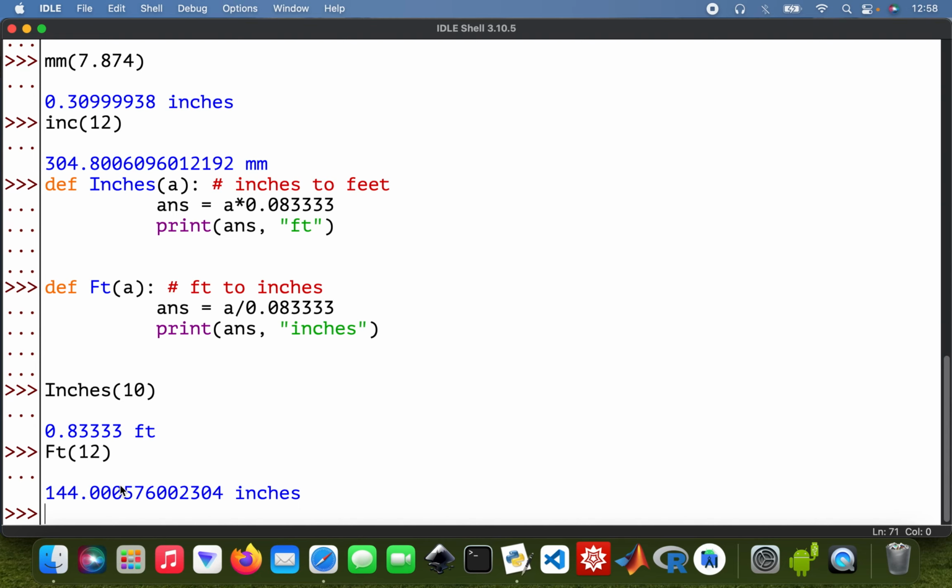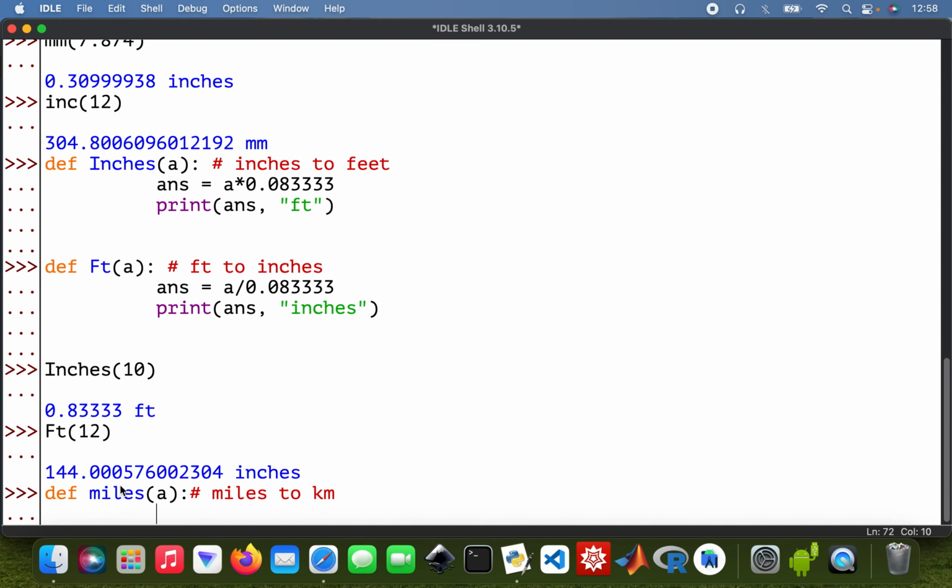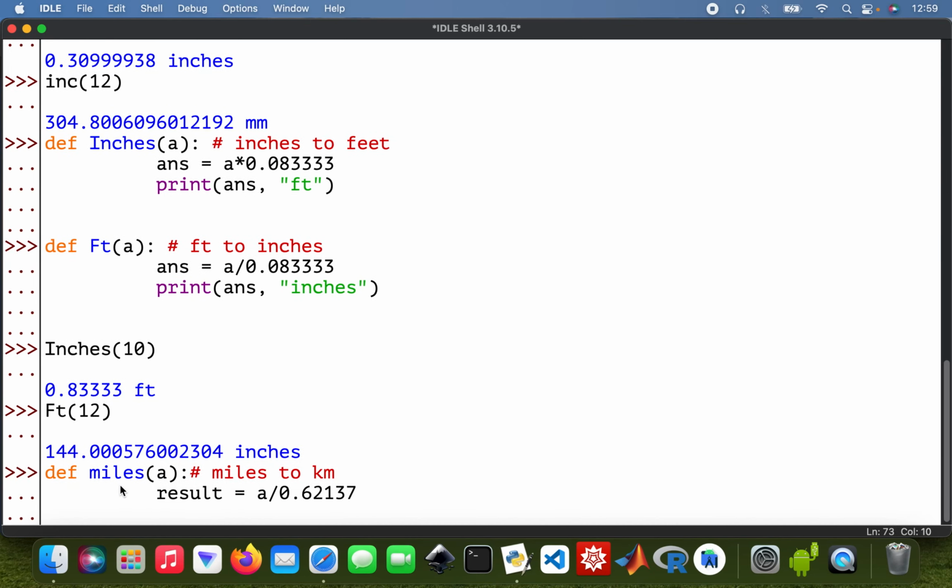So that's miles to kilometers. So then you define miles to kilometers as well, and then my result is equal to a divided by 0.62137. Print result. And then my units are kilometers as well. So yeah. Oh, sorry, I need to make sure. Yeah.